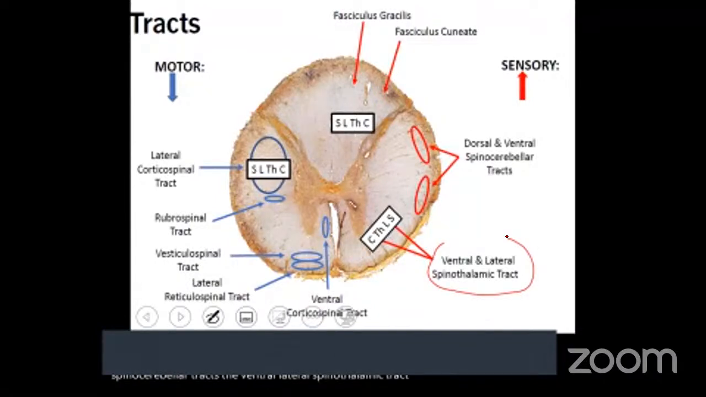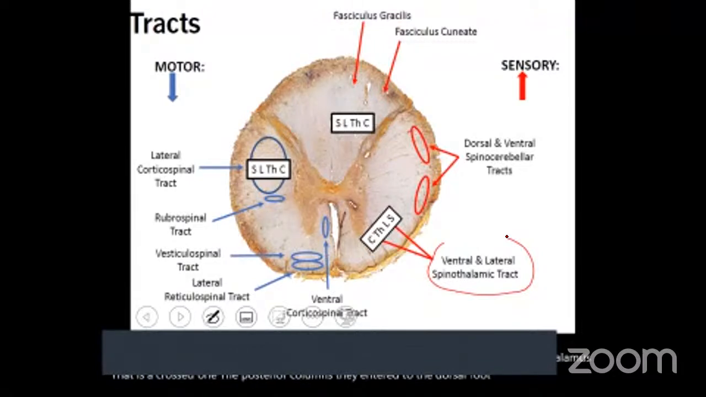So some are crossed, some are uncrossed. The spinothalamic tracts are crossed tracts. They enter in front of the central canal. The second order neuron ascends up to the thalamus. That is a crossed one. The posterior columns, they enter to the dorsal root ganglion, they ascend up, they are not crossed.